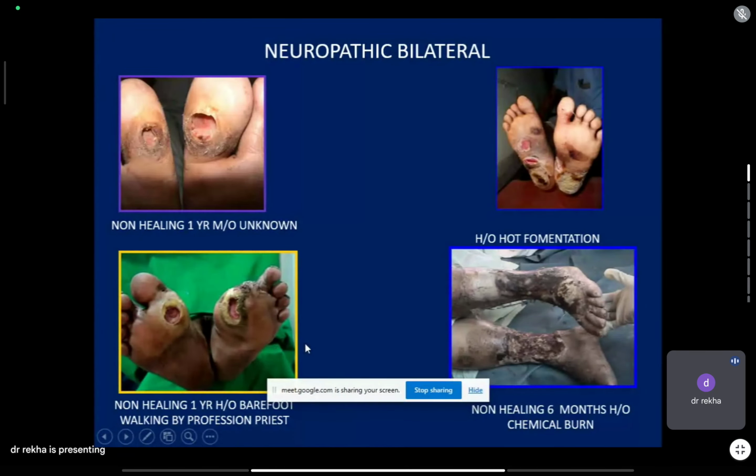This patient is a priest by profession, and he walks barefoot, followed by ulceration on both great toes. These are at the high pressure areas. This is a patient of hurricane burn. During the winter season he had pain in the foot, and family members gave hot fomentation with the hurricane. And this is also a very bad case. There was a hot compression with potassium permanganate, followed by a chemical burn.